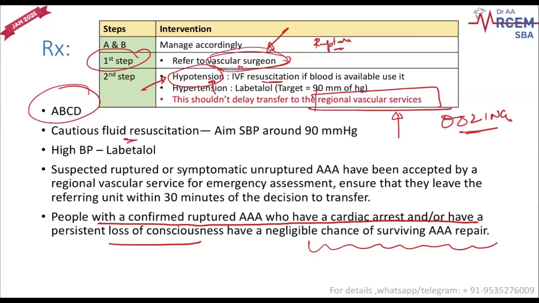So do cautious fluid resuscitation, aiming for a blood pressure around 90, because increased blood pressure can cause complete rupture. Blood is the preferred one here if available. If not, you'll be doing crystalloid fluids. Cautiously do it. Just aim the systolic blood pressure to be around 90. That is sufficient. For high blood pressure, use labetalol to control it, bring it down to normal.